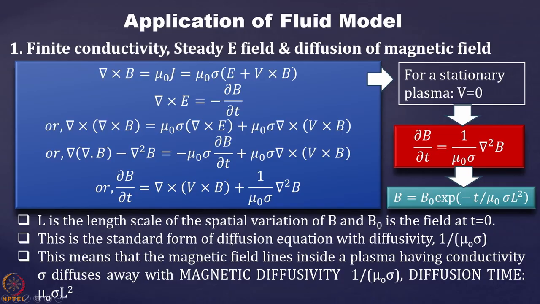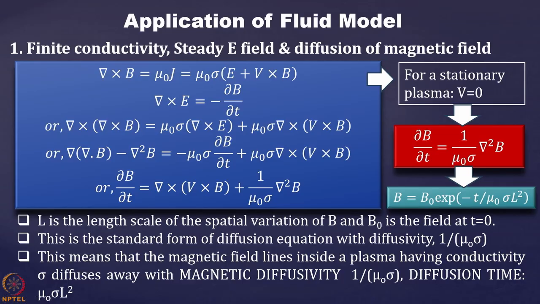So the diffusivity is 1 by mu 0 sigma. This is called the diffusivity, and the diffusion time is mu 0 sigma into L square. Because this is exponential of minus t by tau, tau becomes the diffusion time, and here tau is equal to mu 0 sigma into L square, because by this time B0 reduces to 1 by e. So when t becomes equal to this, it is e to the power minus 1, so B0 by e. So that is the diffusion time, mu 0 sigma into L square.